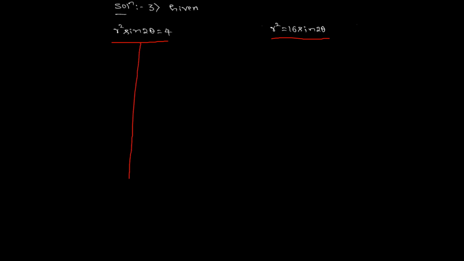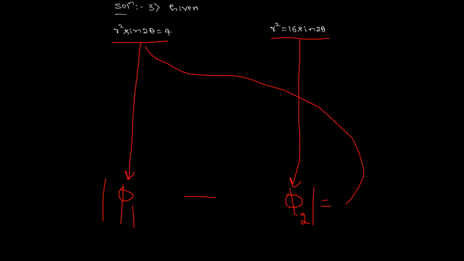What is given? Two polar curves are given in the question. Now, as usual, we find from this the angle between the radius vector and the tangent, that is, we find phi 1, and using the same procedure we find the angle between the radius vector and the tangent to the other curve, and call that angle phi 2. Then we take the difference. If you take the absolute value of this difference, you will get the angle between the curves. This will be the angle between these two curves.